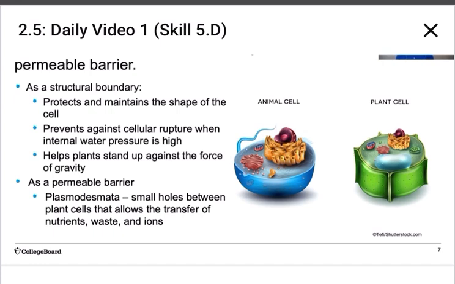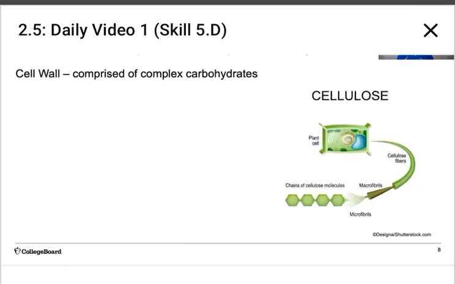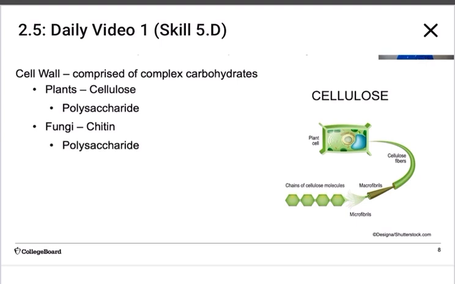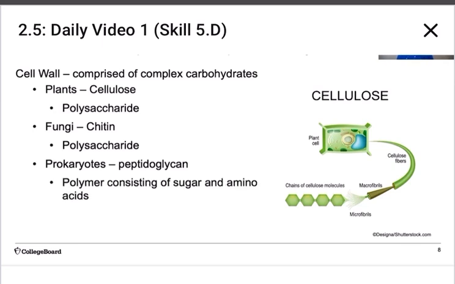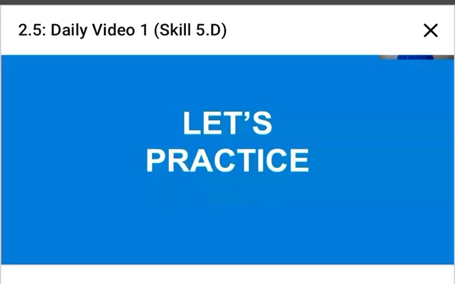However, one thing I do want to point out is to remember that animal cells do not have these cell walls. The cell walls are composed of complex carbohydrates. You will find cell walls in plants, and they're made up of cellulose, which is a polysaccharide. You'll find them in fungi, made up of chitin, which is another polysaccharide. And finally, you'll find them in prokaryotes in the form of peptidoglycan, which is actually a polymer consisting of sugar and amino acids.